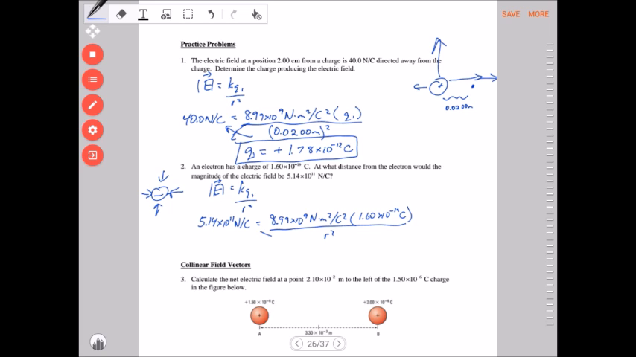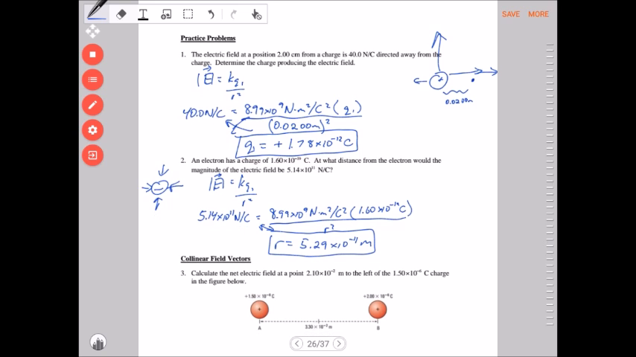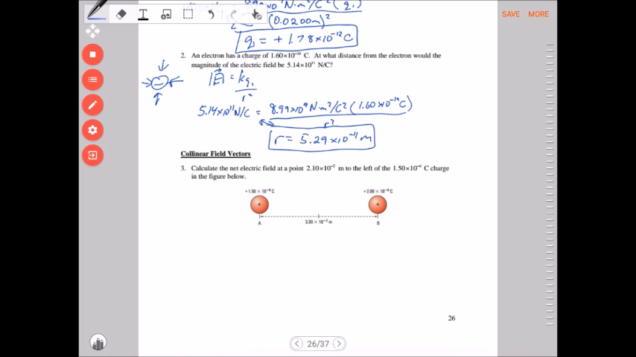Remember that those just switch places, and then we square root to get the R. When we type all that in, we get 5.29 times 10 to the negative 11 meters. So, a very, very small distance, but the numbers are what they are. Don't stress over that part.